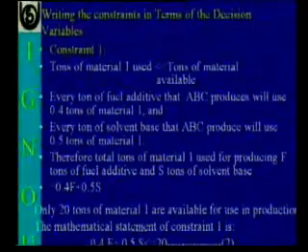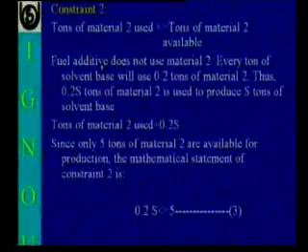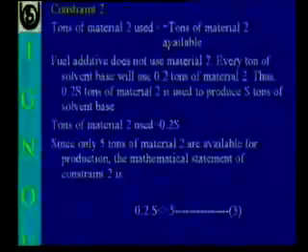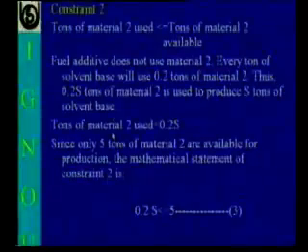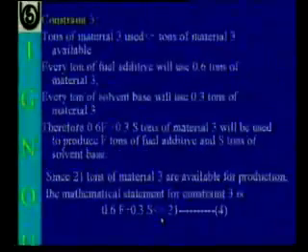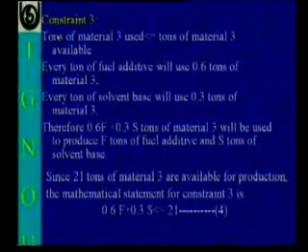If we look at constraint 2, here the tons of material used is less than or equal to tons of material available. This is 2 tons, so 0.2S is less than or equal to 5 tons. Similarly, constraint 3: 0.6F plus 0.3S is less than or equal to 21.